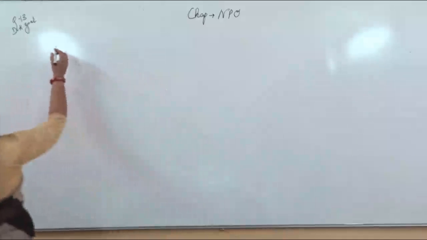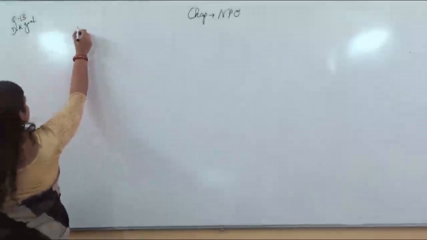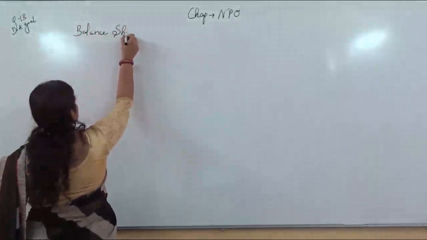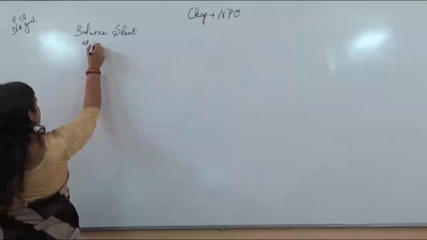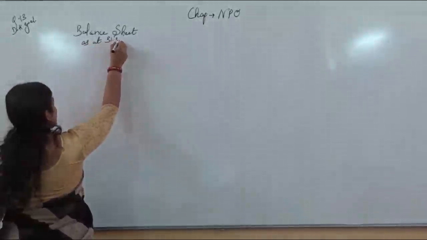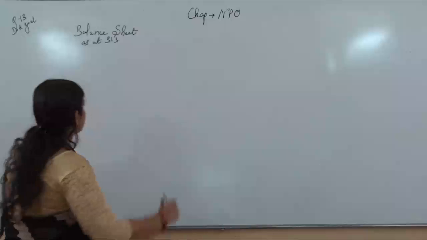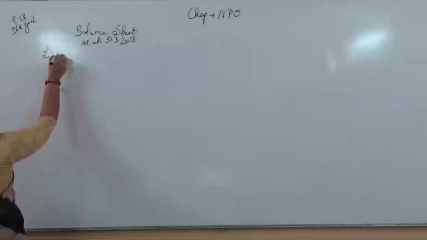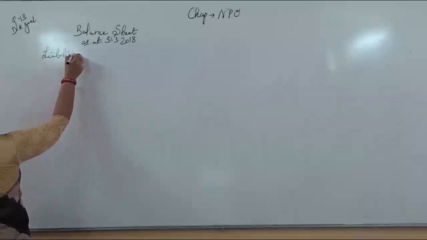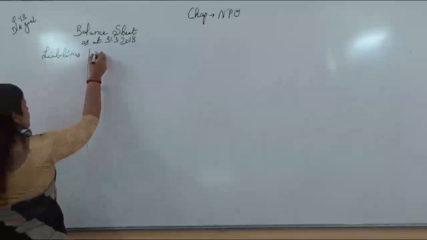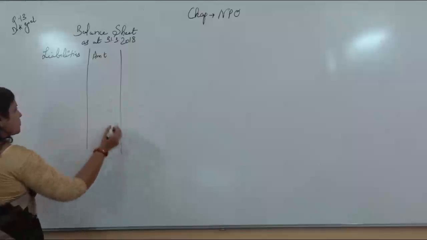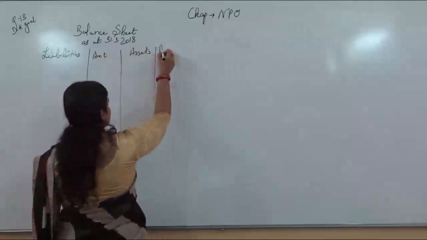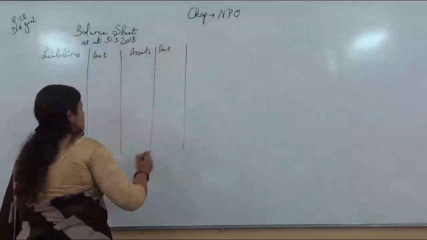Make a format. Balance sheet as at, what is the previous year date? 31st March 2018. Make a format: liabilities, amount, assets and amount.